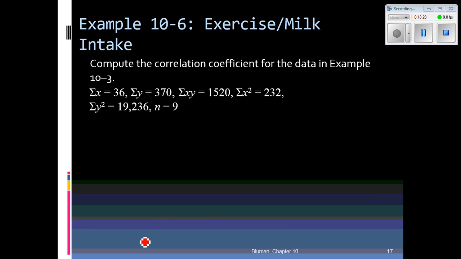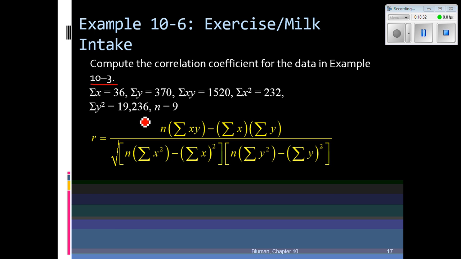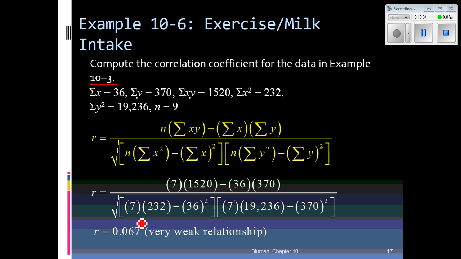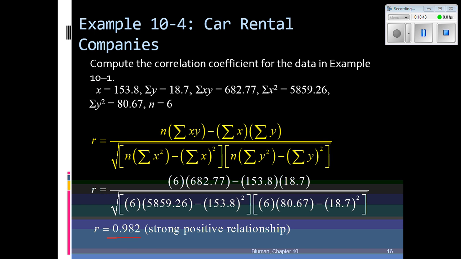If you want to try one more, there's an example, 10.3 in your book. Plug those numbers in. You should get 0.067. You see that that's pretty close to 0, so that's a really weak relationship, whereas in our last example, 0.982, that was pretty strong.